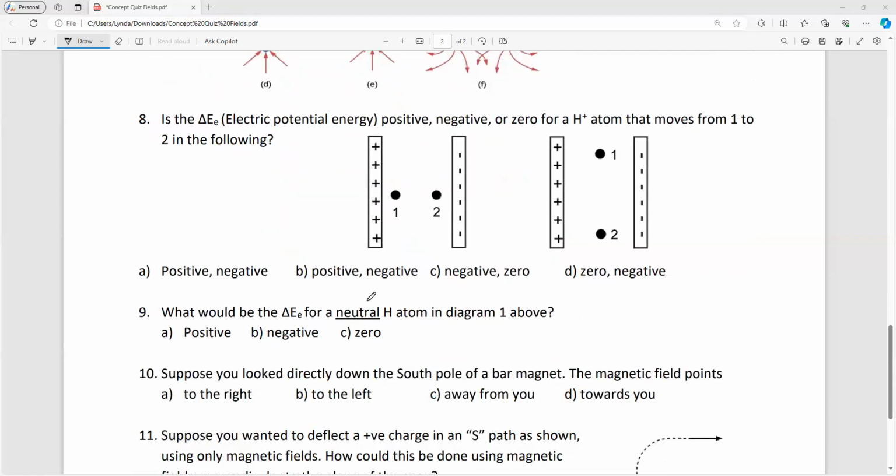Okay, let's check number 8. You have parallel plates. Okay, so remember in parallel plates, you have uniform field between. So an atom, positive, moves from 1 to 2. Okay, potential energy, positive, negative, or 0, when the atom moves from 1 to 2. So situation A, like first word, and situation B, second word.